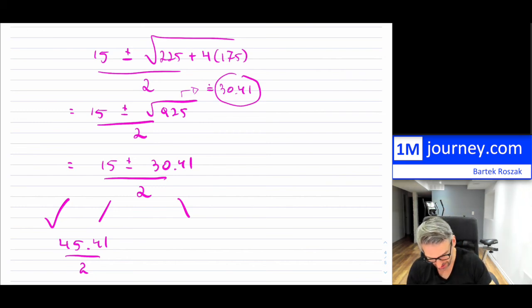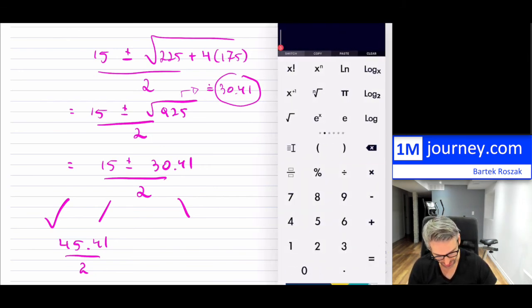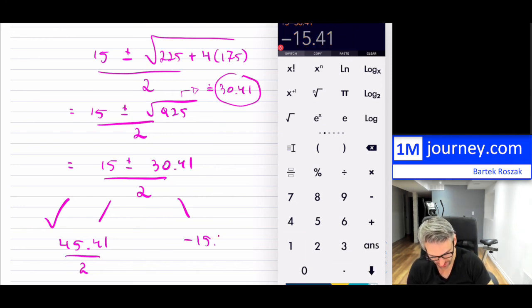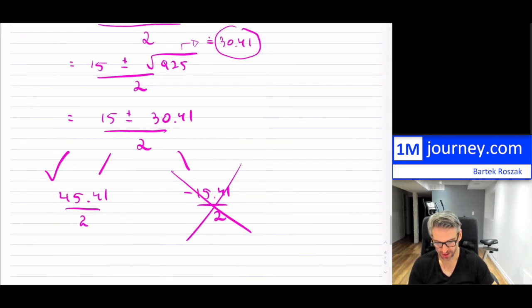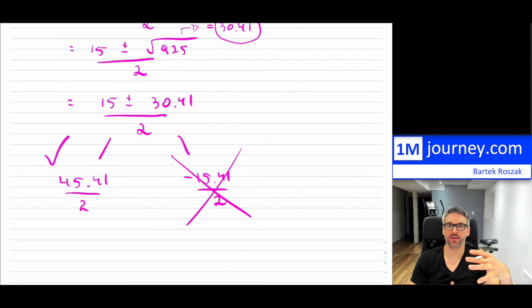But now on the other side, notice if you do 15 minus 30.41, that's going to give us a negative answer. And this cannot happen. So the math actually shows us that we do indeed have just one unique answer. So 45.41, that side would have been my third side.